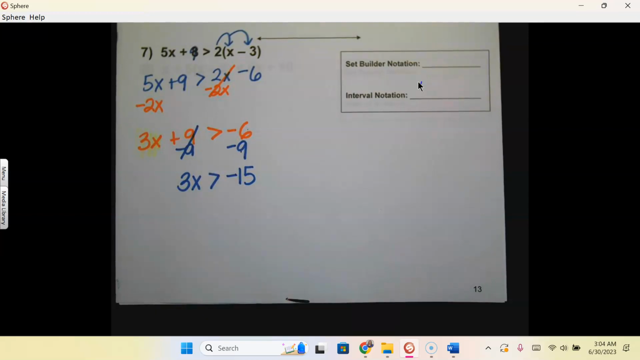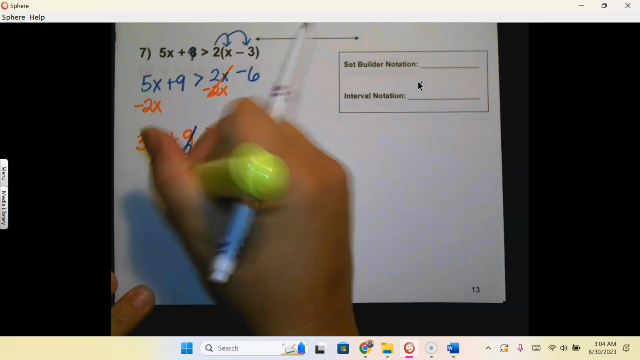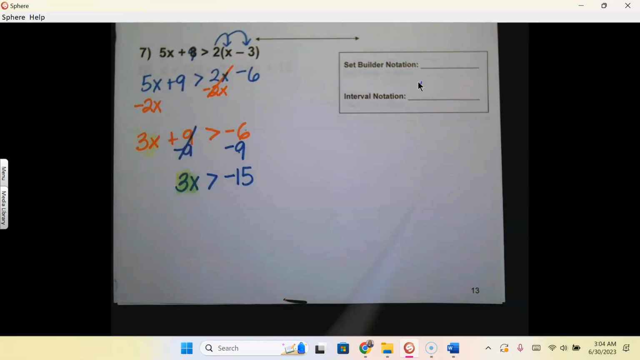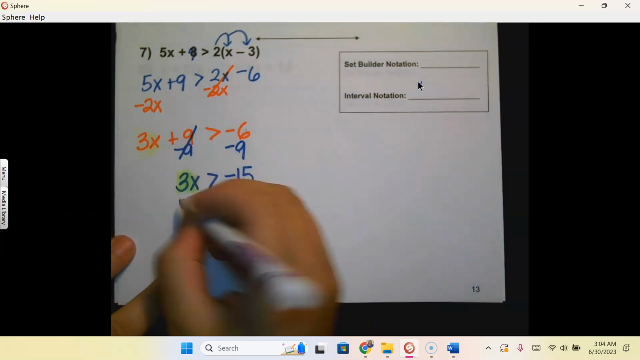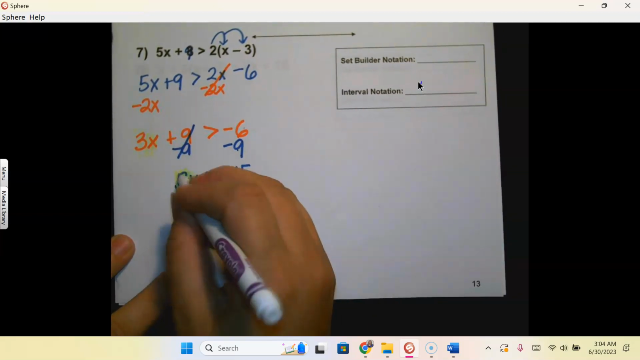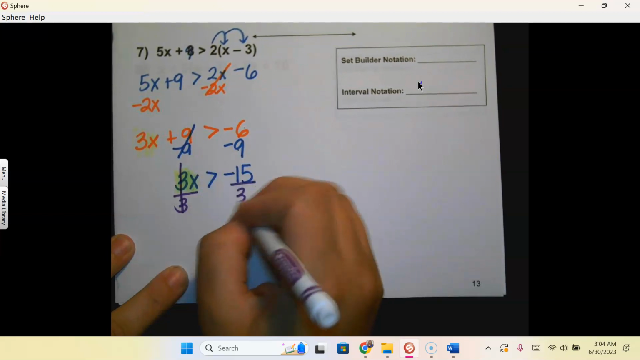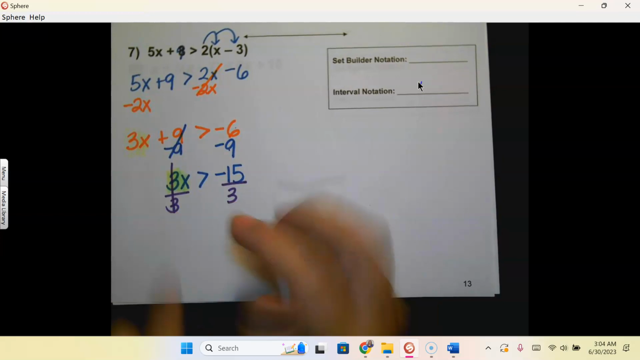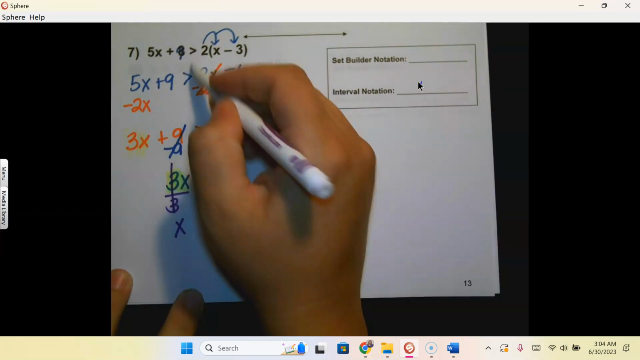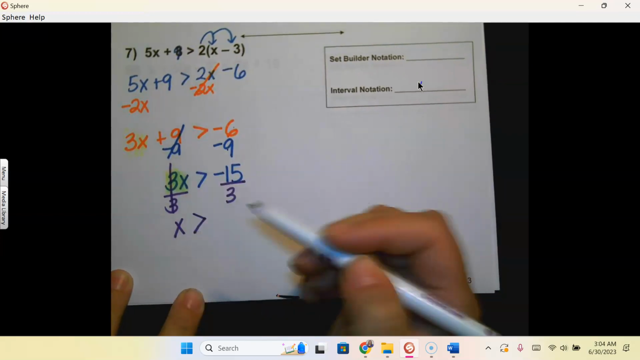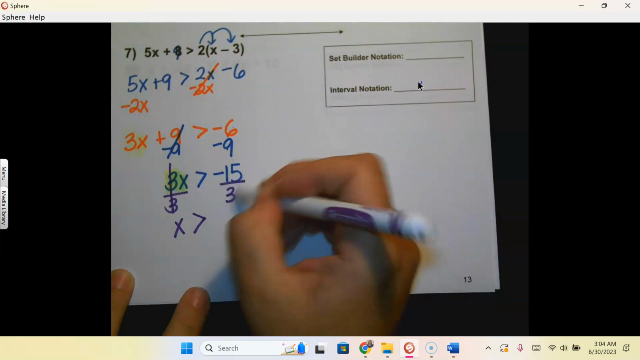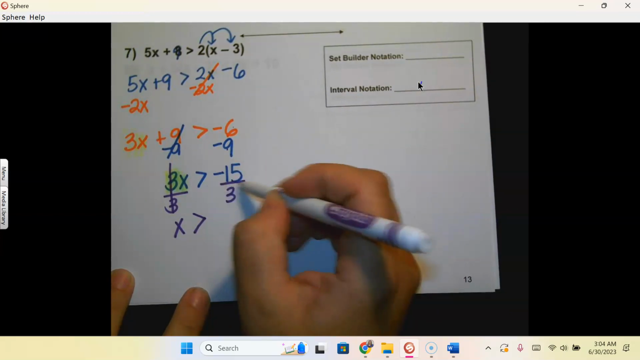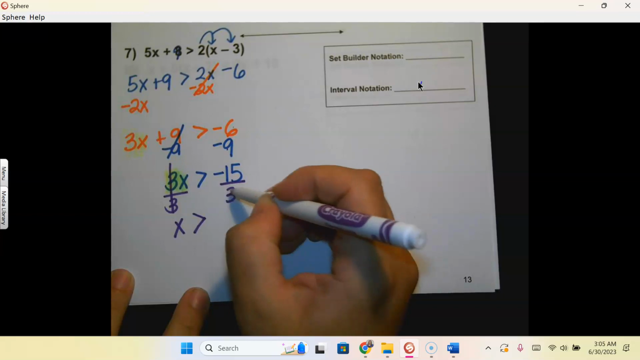And then the very last step, when you have the coefficient and the variable all alone like that, then we divide by this number right here. So we're dividing both sides by 3. So since we're dividing by a positive 3, the symbol stays the same and does not get switched. So even though we're dividing with a negative here, we're not dividing by a negative. We're dividing by a positive 3.